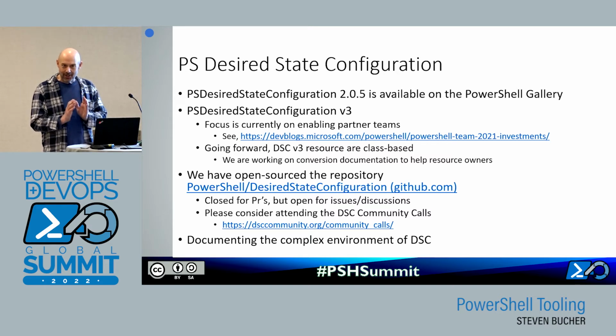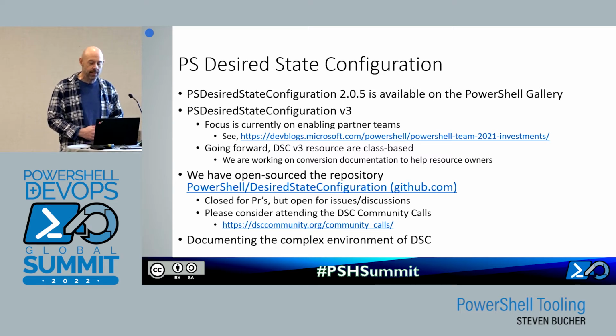There is no LCM. There is no pull server. There is invoke DSC resource. You use invoke DSC resource, tell me the resource, give me a property bag, boom. That's your script, send it to the server, off it goes. It's a very streamlined process. With class-based resources, we get better speed and development with it. So DSC v3 is kind of the direction we go.